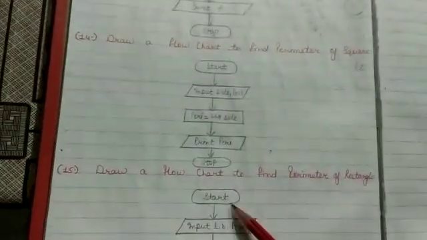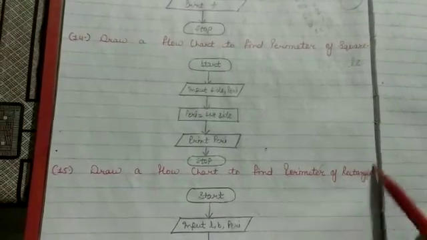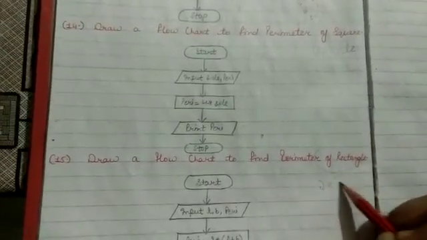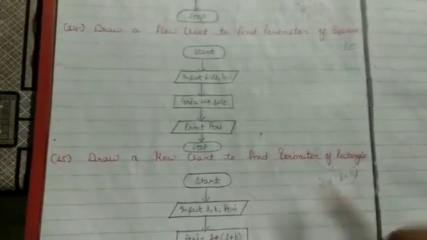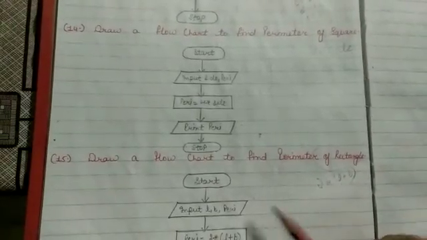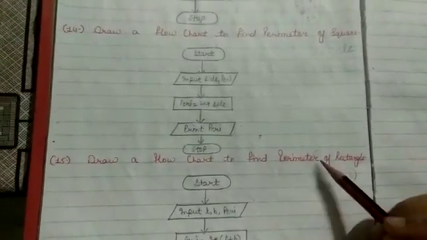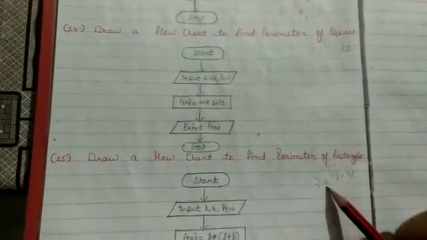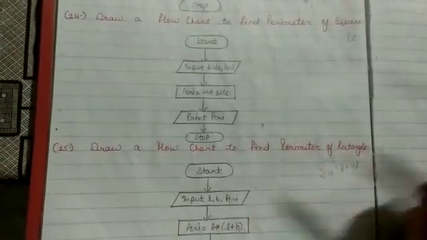Next, draw a flowchart to find the perimeter of a rectangle. What is the perimeter formula of a rectangle? 2 into length plus breadth. Clear? Earlier we wrote here L into B, the area of the rectangle. Now change it to the perimeter. Where you wrote area, write down perimeter and just change the formula.